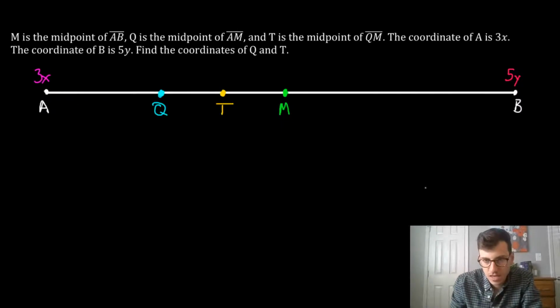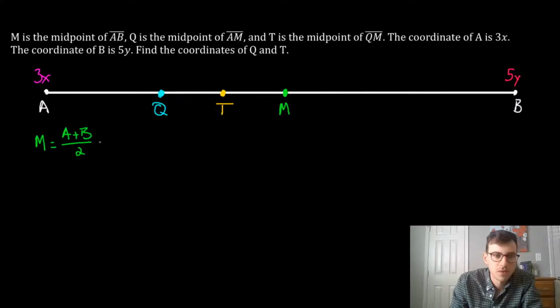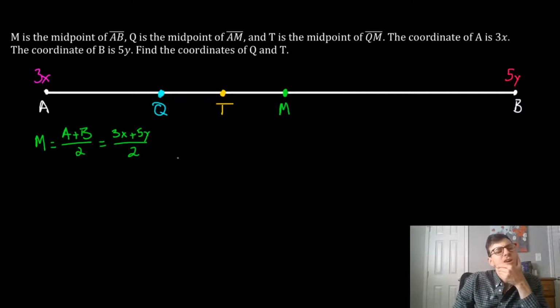So let's go ahead and say M is equal to A plus B divided by 2, right? A plus B divided by 2, because M is the midpoint. So that's 3x plus 5y divided by 2. And we could leave it like this as a fraction. I'm kind of okay with that.